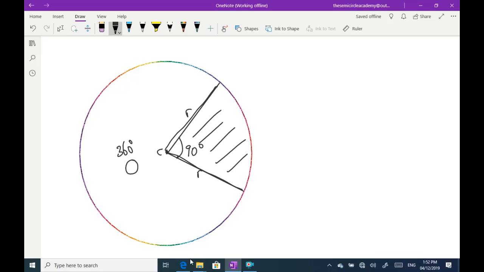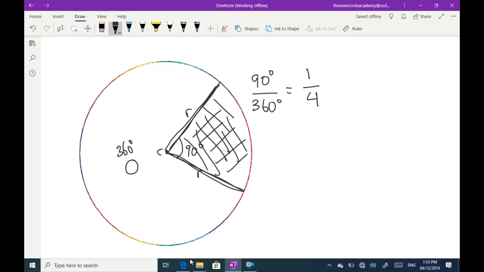So if we find the portion, that would be the 90 degrees over the full 360 degrees. And that means it would be 1/4, right? So this sector is 1/4 of the entire circle. Therefore, if I wanted to find the area of just this sector alone, the area of this sector would be 1/4 the area of the entire circle.